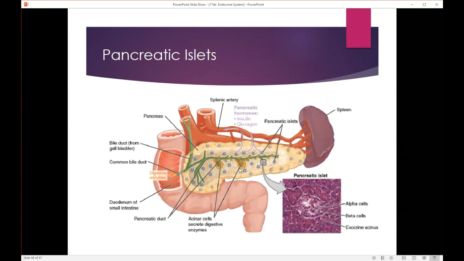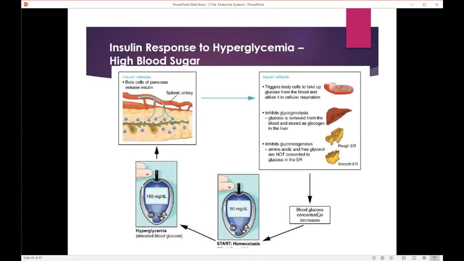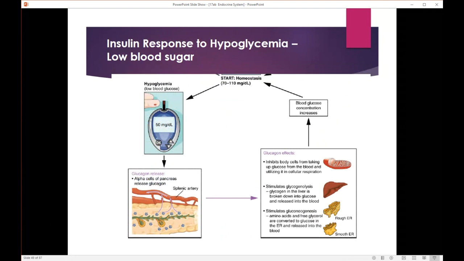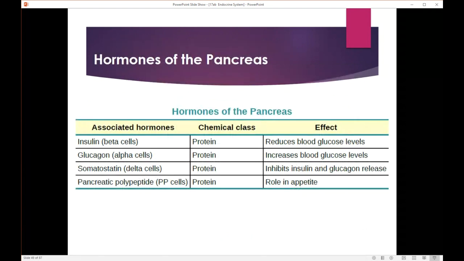The pancreatic islets, you can see them right here, they're shown in that little blue part, right? Because the pancreas is a digestive structure as well, right? So that's why we call it mixed. Here's the alpha cells and the beta cells right there. So this is just showing you our insulin response to hyperglycemia or high blood sugars. Make sure you take a look at that in your textbook. This is hypoglycemia for low blood sugar. Also take a look at that in your textbook.